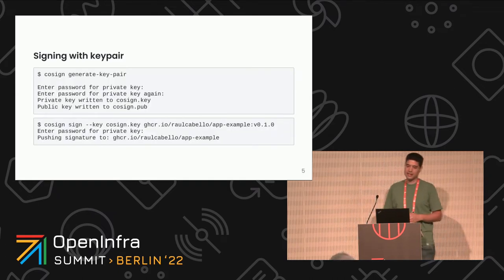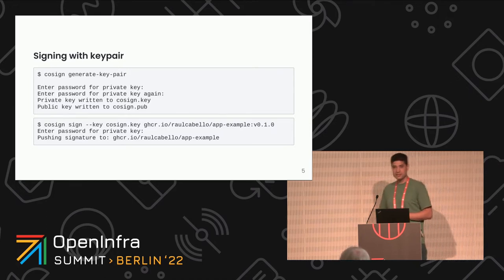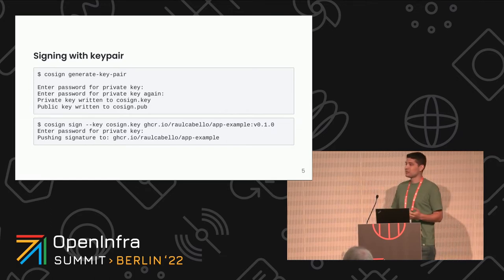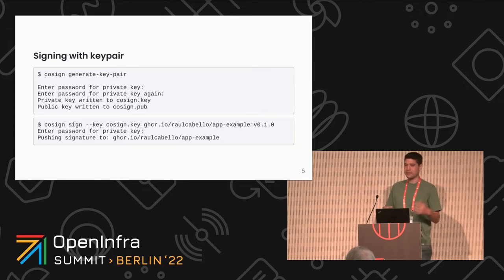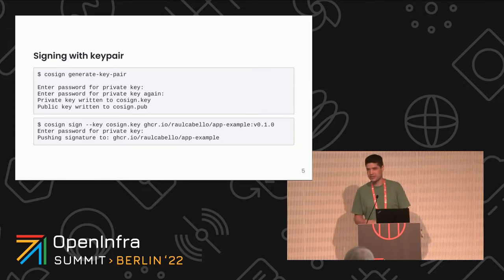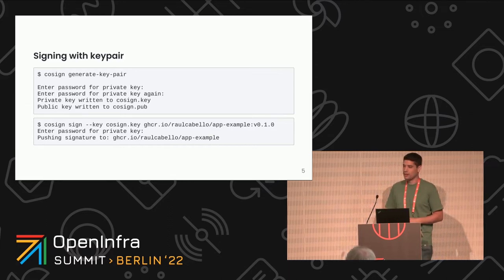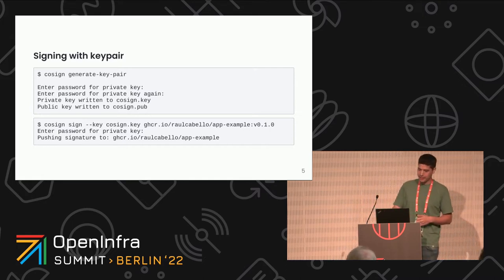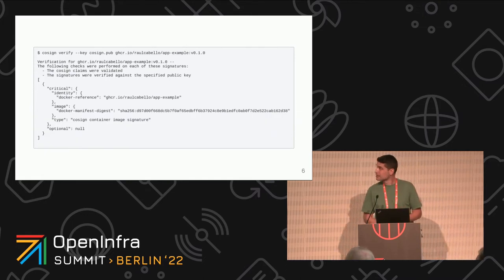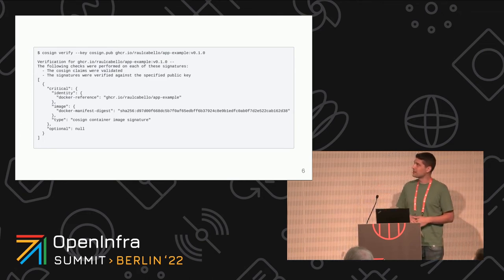Let's start by seeing the traditional way, how you would sign using a key pair. As you can see here, we are using Cosign to generate a key pair. You need to introduce a password, and then it will generate a public key and a private key. You need to keep this password and the private key secure. That's your responsibility. You can use a KMS provider that might help you, but yes, you need to keep it secure. And then for verification, you need to provide the public key, which means you would need to distribute the public key to everyone for verification, which is not ideal.